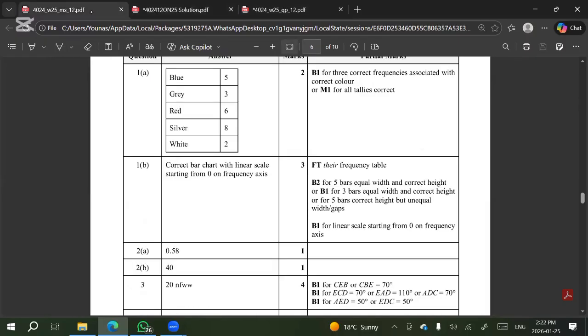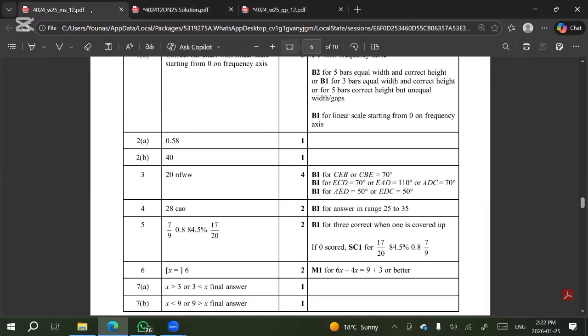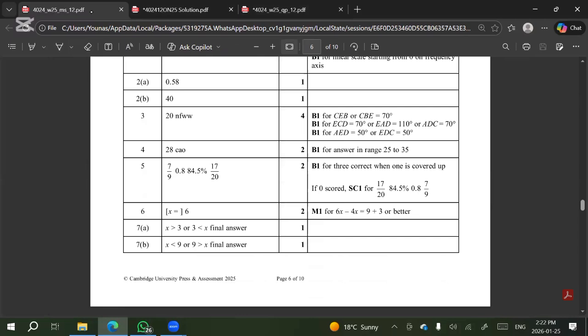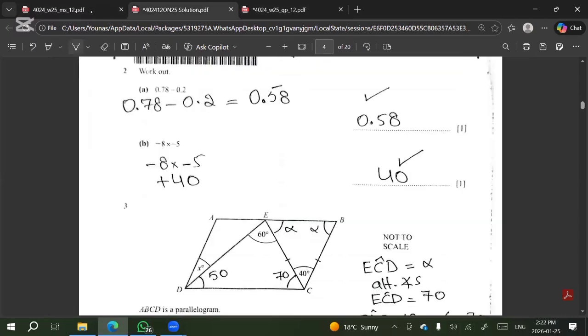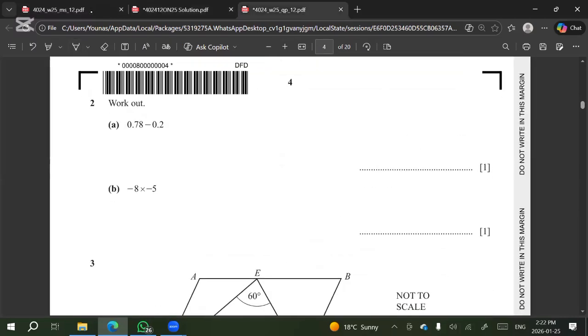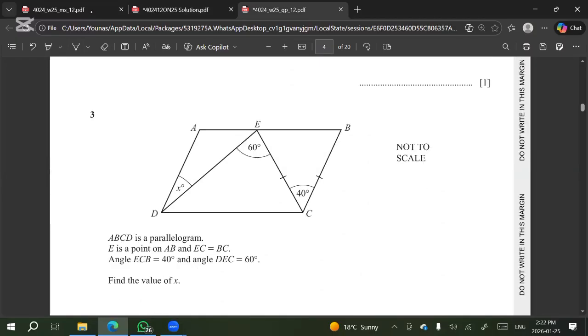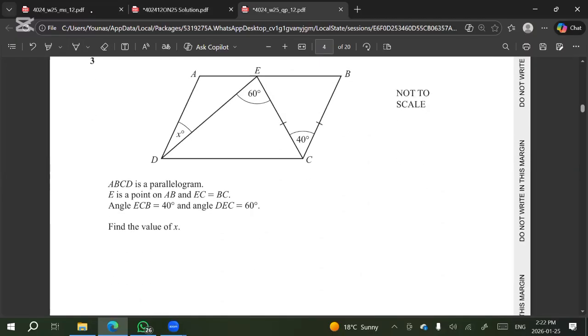So let me show you the marking scheme, sir. The marking scheme is showing up on your screen. Our answers are right. This is how this is done. Okay, so we go to the next question. Here we have question number 3 coming up on your screen.